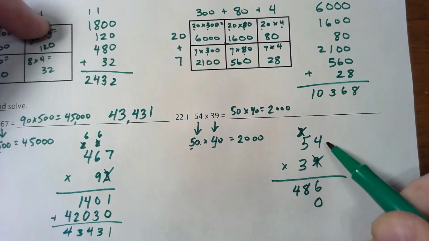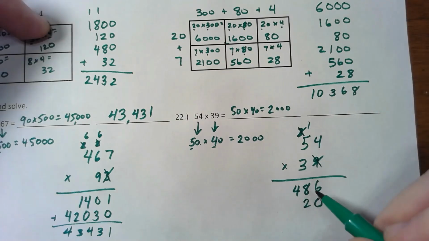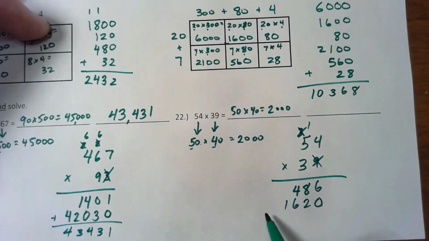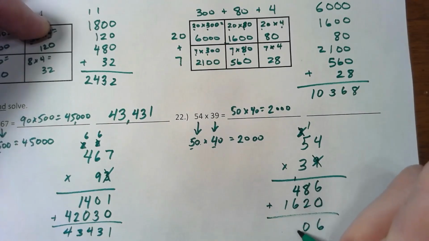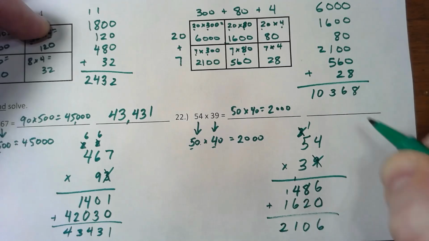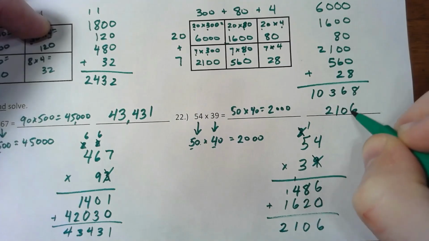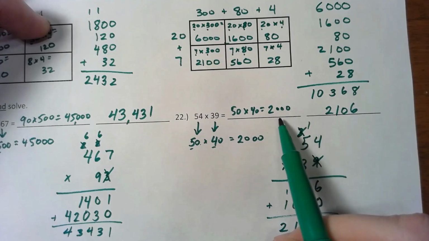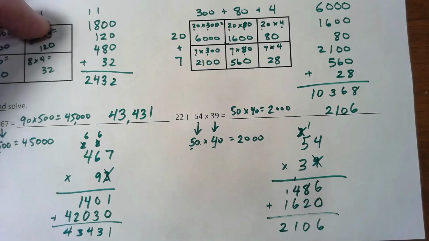place. 3 times 4 is 12. 3 times 5 is 15, plus 1, 16. Add these partial products. And I get 2,106. I'll compare that answer, 2,106, to 2,000. Again, very close. So this is a reasonable answer.